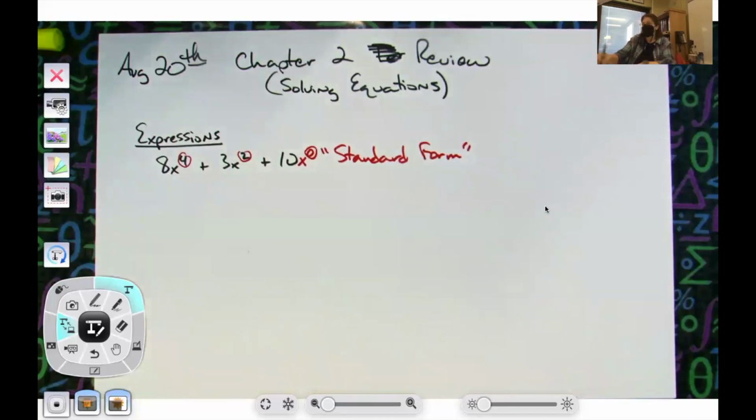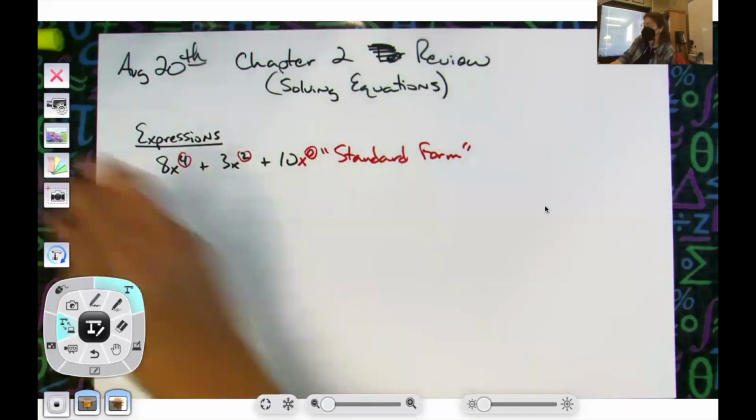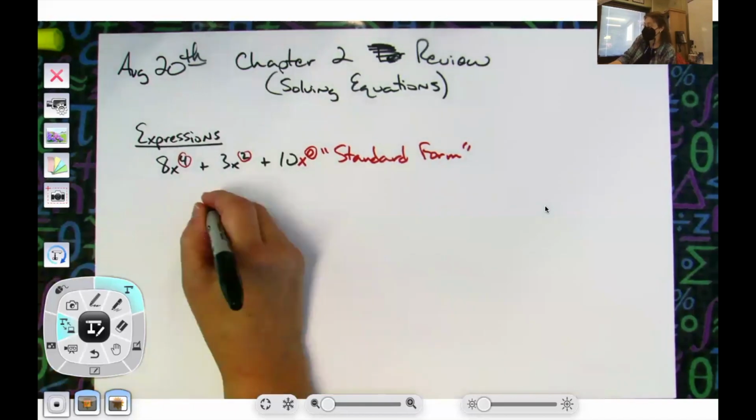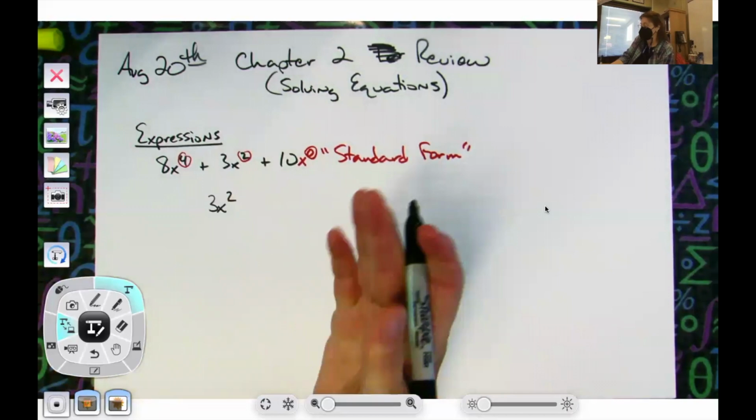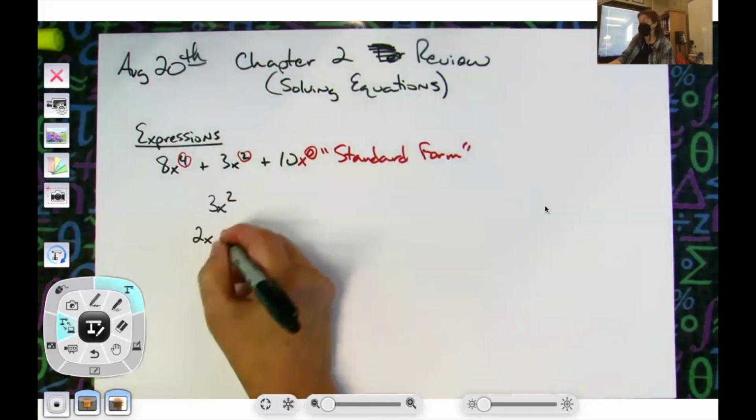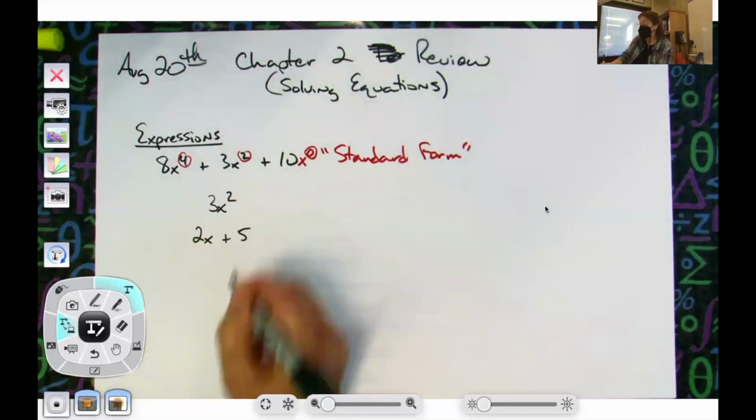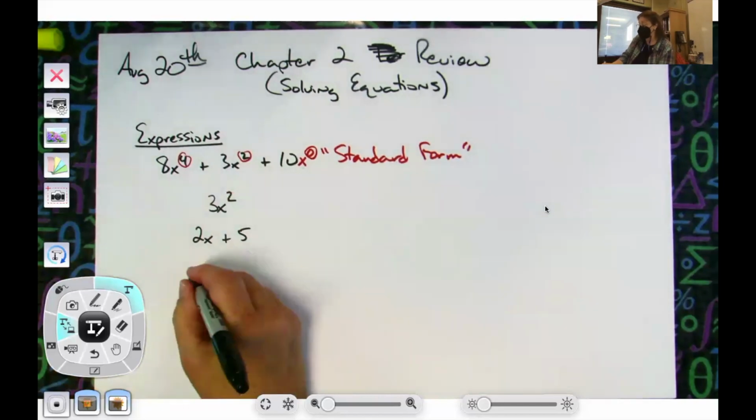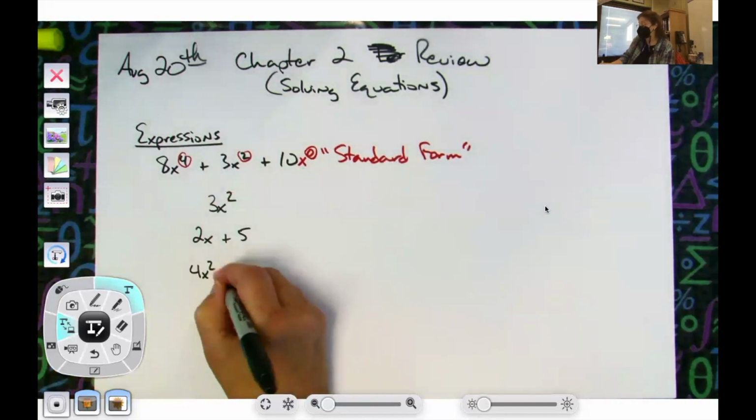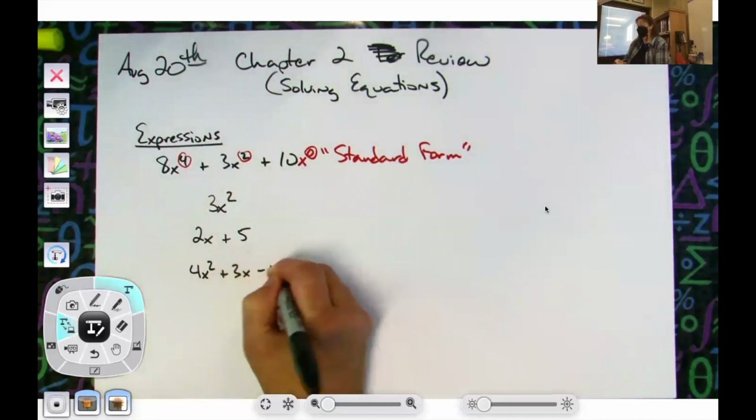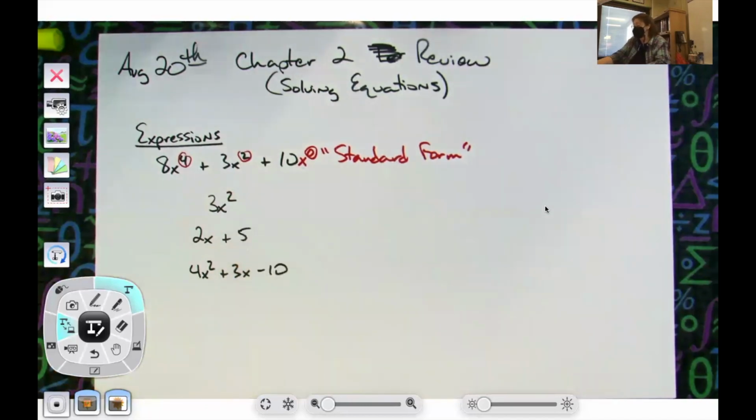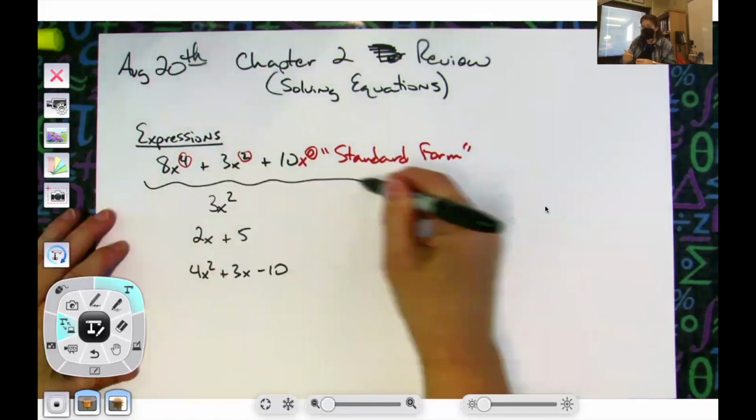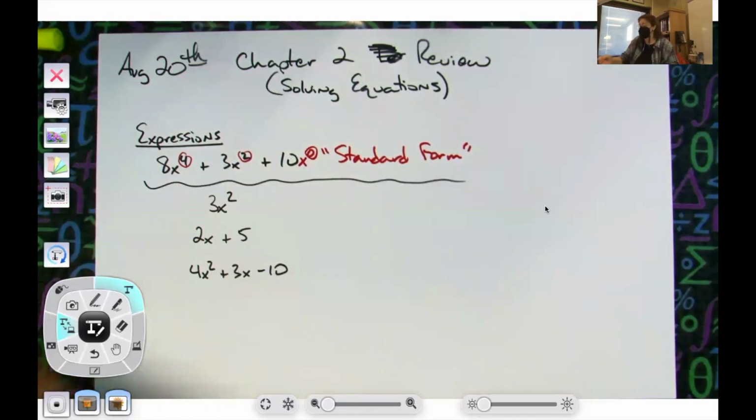And then I believe, hopefully, you know things like this. If I give you something like 3x squared, compared to maybe 2x plus 5, compared to maybe 4x squared plus 3x minus 10. Now there are 3 different expressions, right? They have names. Do we know what they're called? What's this one called, the one in the middle? Let's start with that one.